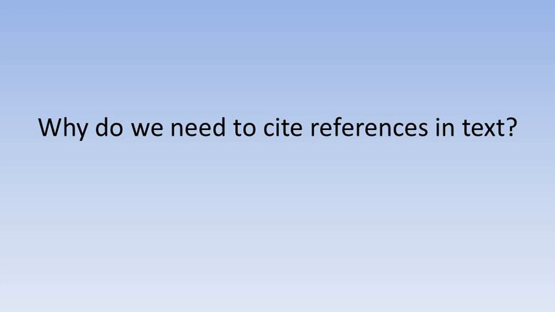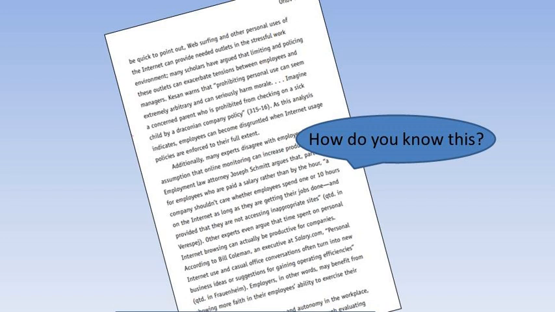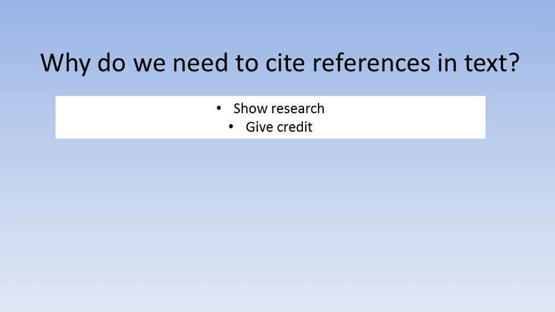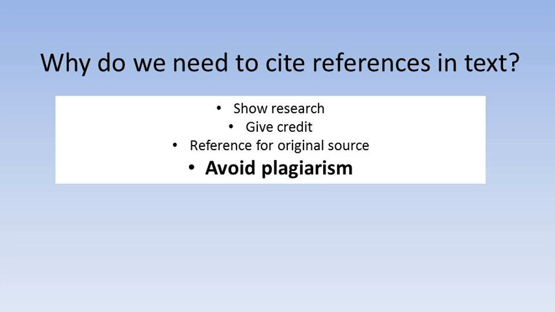So why do we even need to use in-text citations? When you write a paper, you'll have a combination of ideas and concepts, some that are original to you and some ideas and concepts that come from other sources, the research that you've done in preparing to write your paper. For any idea that is not original to you, you must provide a citation that will answer the question, how do you know this? We use in-text citations to show you did the research, to give credit for the work of others, to provide information so someone can look up the original source, and to avoid plagiarism.